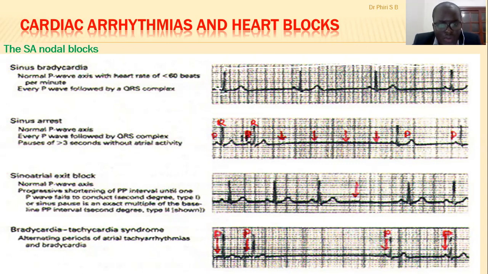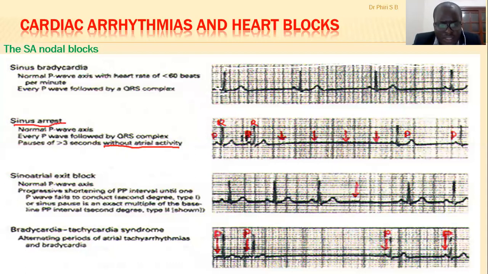So you can see there are normal P wave axis. Then every P wave is followed by a QRS complex. Then there are pauses of 3 or greater than 3 seconds without atrial activity. So you can see here without atrial activity, hence the name sinus arrest.